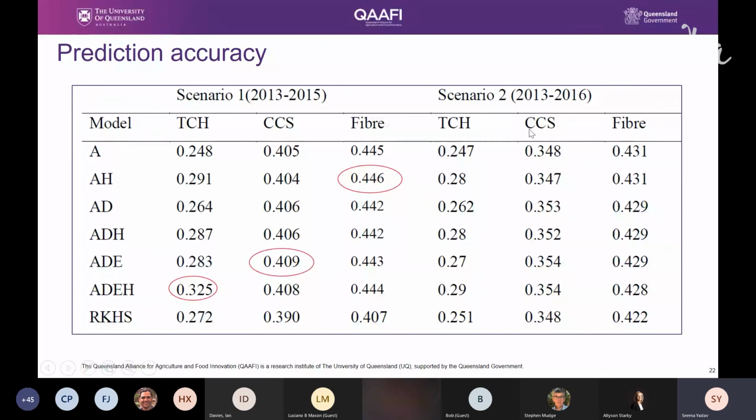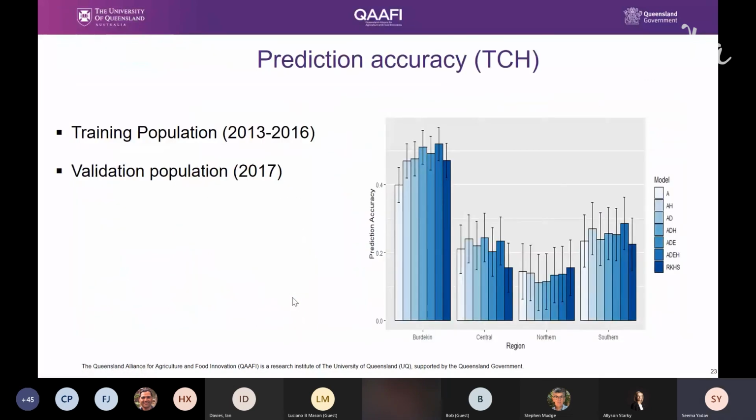And we found the same scenario in the second scenario. So we can say here that cane yield, which is highly affected by the non-additive genetic effect, has a significantly improved prediction accuracy, rather than CCS, sugar, and the fiber. And if we look at the prediction accuracy by region, here I'm talking about scenario 2, where I train my model with 2013 to 2016 and predict the clones of 2017.